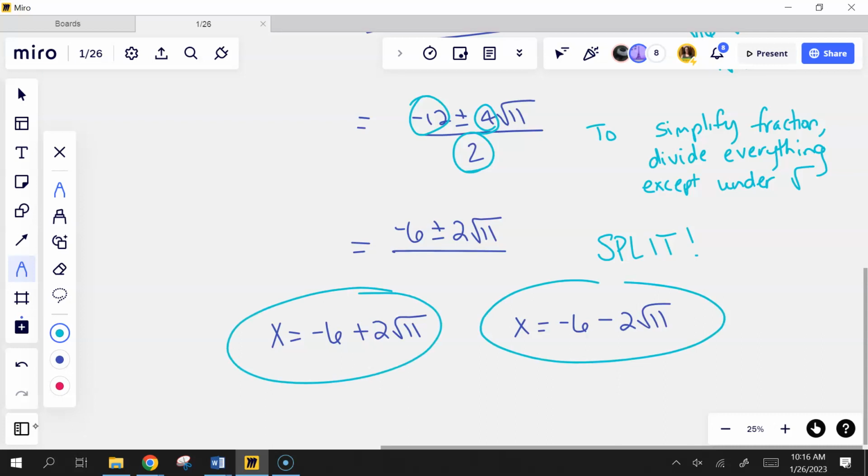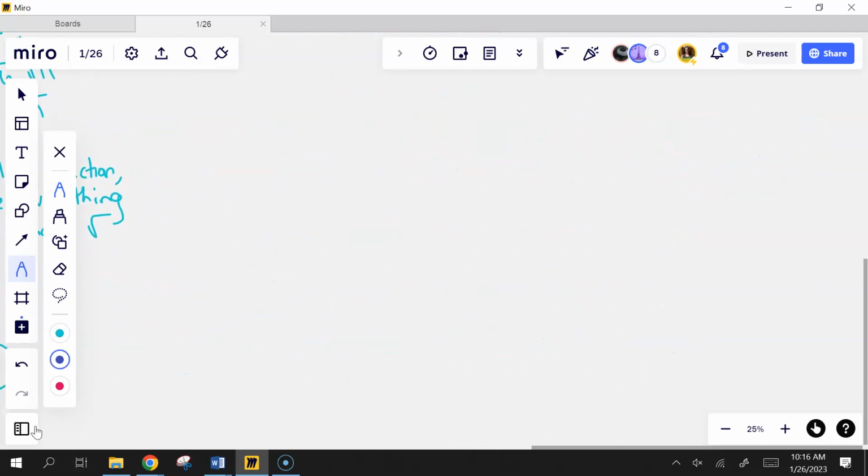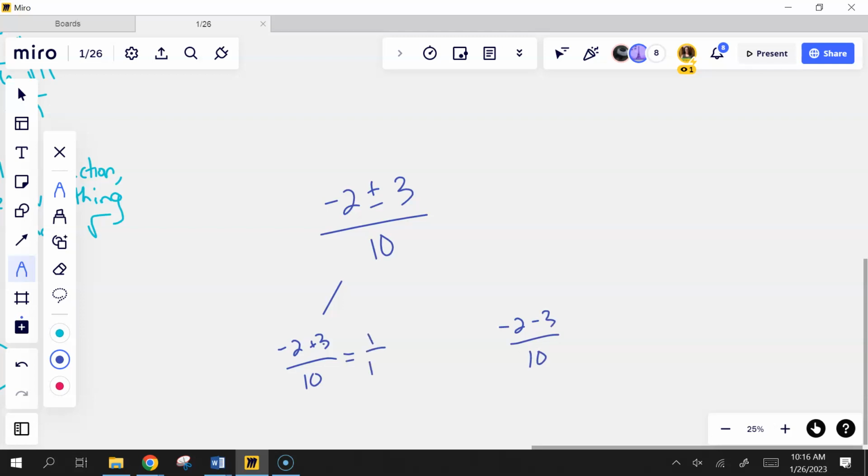So you can, since it doesn't simplify. The issue is if you get into something and you had like negative 2 plus or minus 3 over, I don't know, 10. You'd really want to split that into negative 2 plus 3 over 10 and negative 2 minus 3 over 10, since they're whole numbers and there's no radical there. So that would be 1/10 and negative 5/10, which is negative a half.